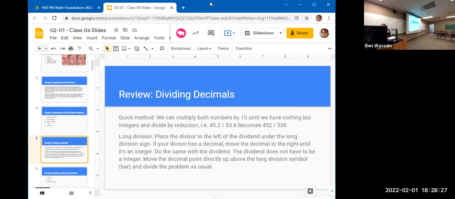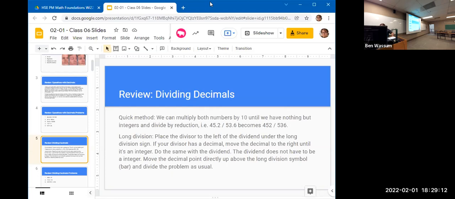The main way we do it, which we end up using that concept anyway, is long division. So long division, you set up like you normally do. You put the divisor to the left, so the bottom part. You put it to the left of the dividend under the long division sign. If your divisor has a decimal, so what you're dividing by, you move that decimal point to the right until it's an integer. You move the dividend decimal the exact same amount of places. You don't care if the dividend has a decimal place, not even a little bit.